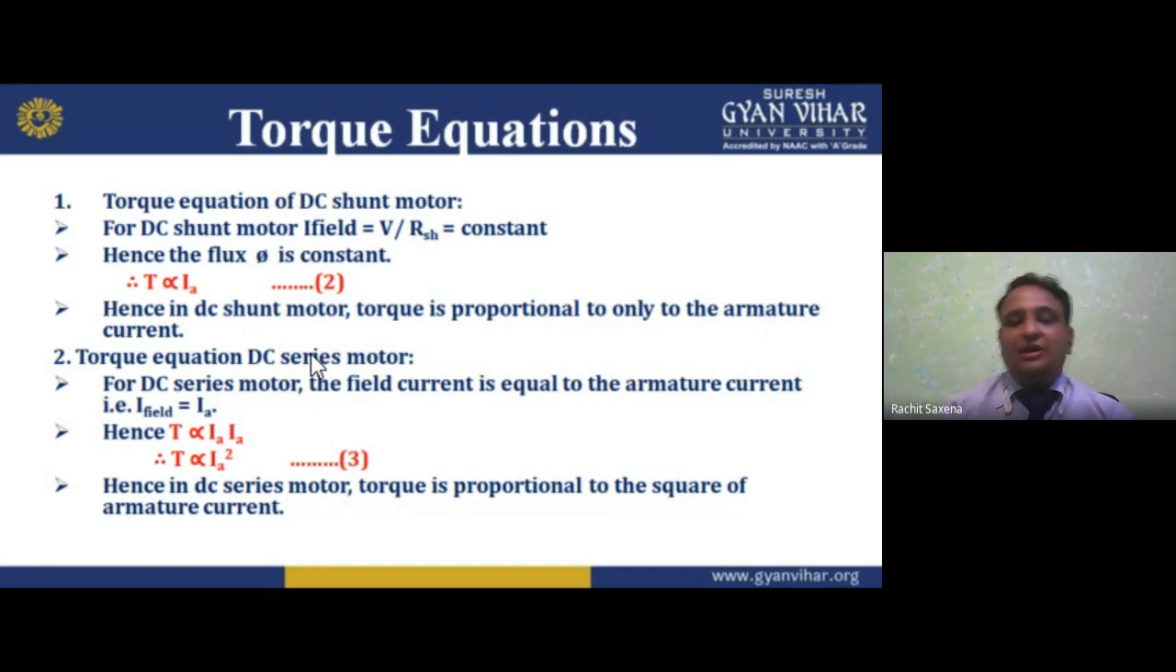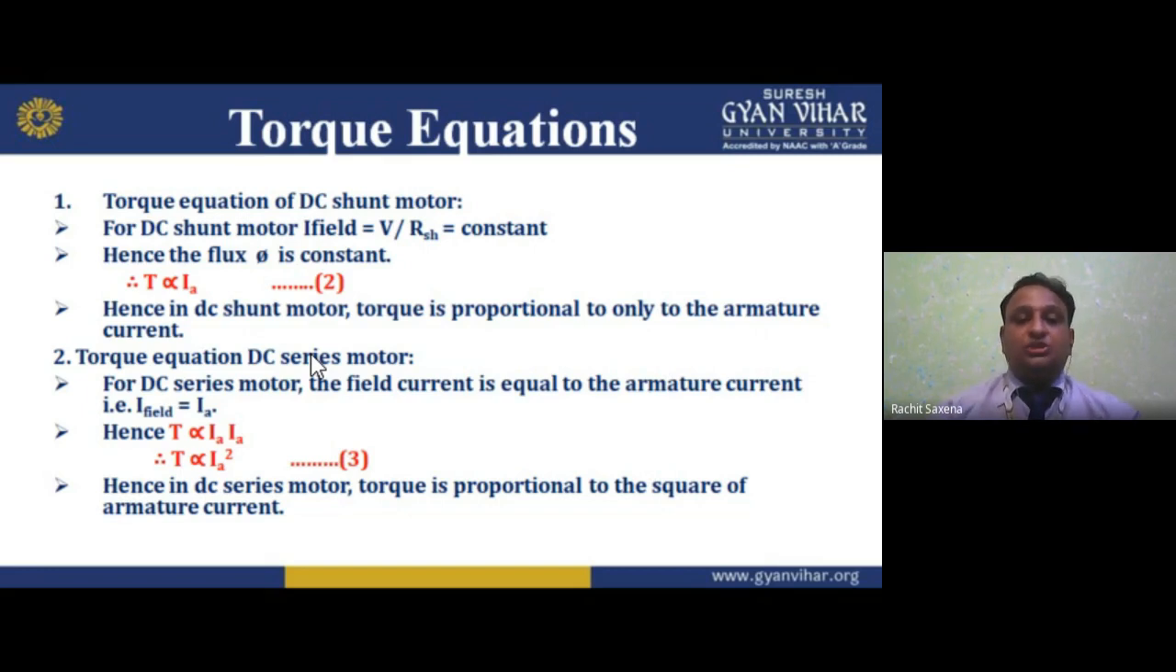So we can write torque is proportional to I_A. Hence, in a DC shunt motor, torque is proportional only to the armature current. I hope you understand.